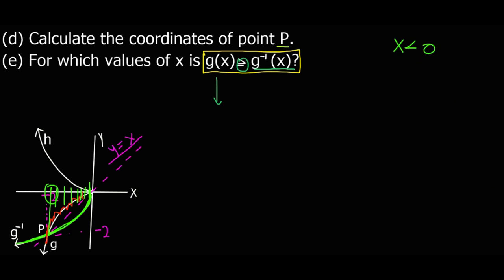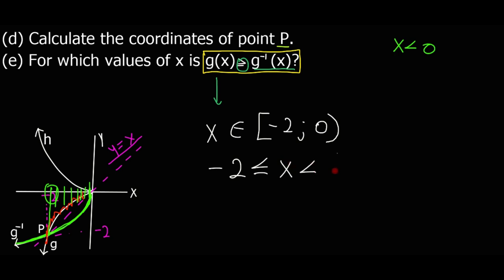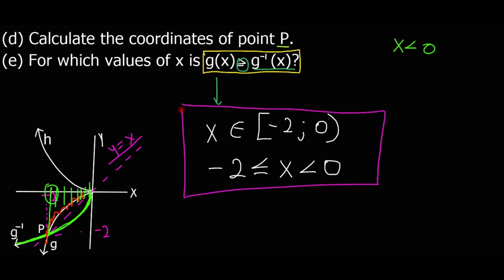So we answer this question: x is an element of, and then negative 2 to 0, but using this excluded bracket to show 0 is not included. You can also write it in this way, where negative 2 is less than or equal to x and x is less than 0. But now you can see we use this excluded sign because 0 is not included. So this is our answer. And that's it for this question.